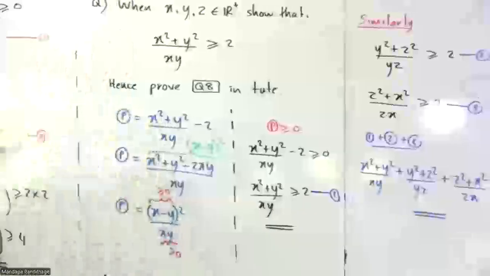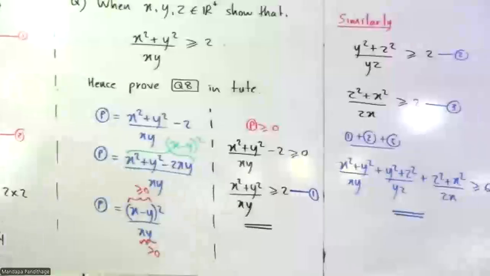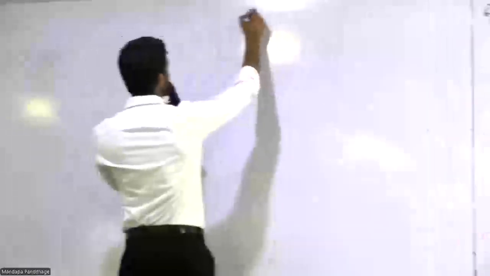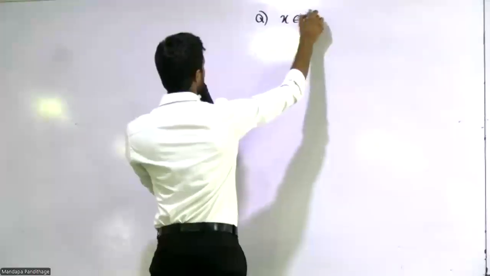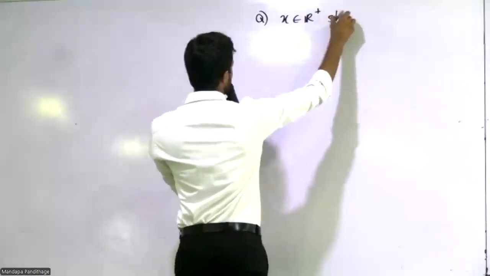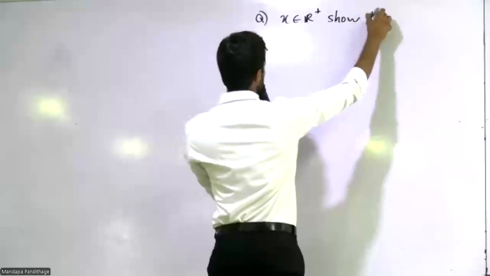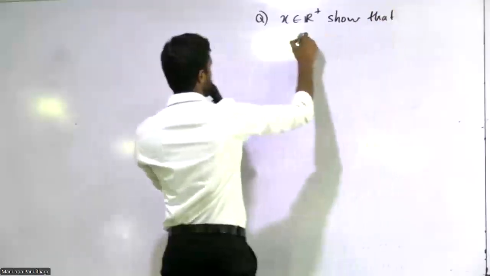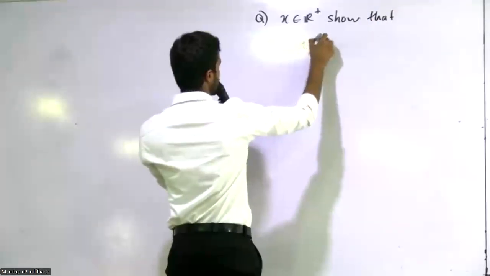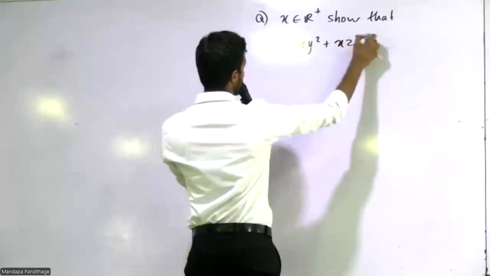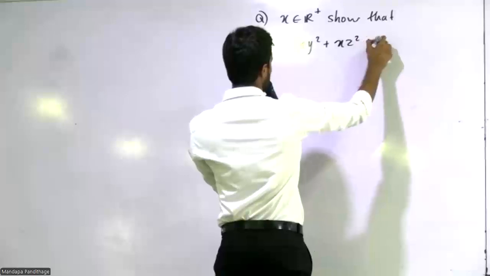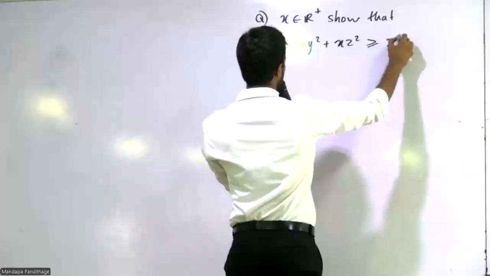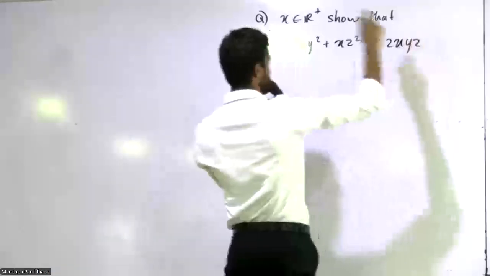Do this question. I'll write it there. Wait, then leave. Do this one. Q. When x is a positive one, show that xy squared plus xz squared is greater than or equal to 2xyz.